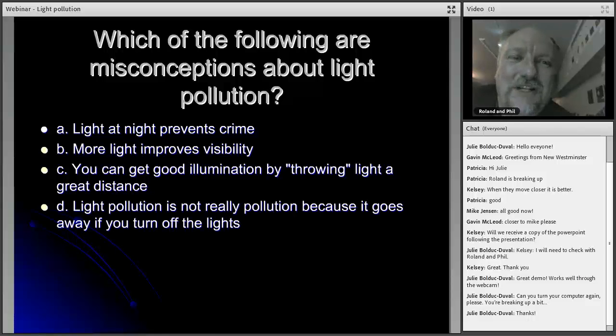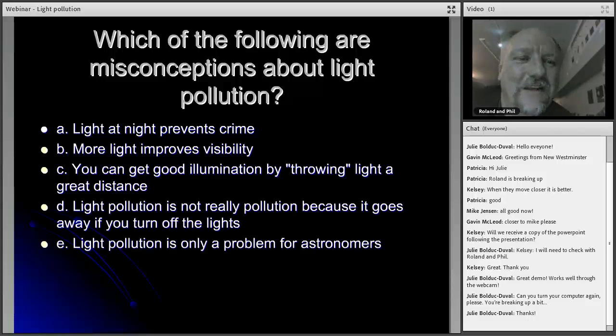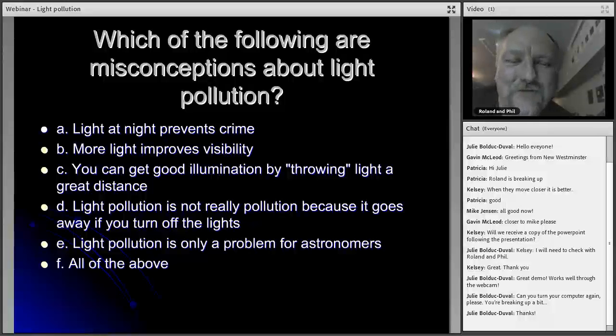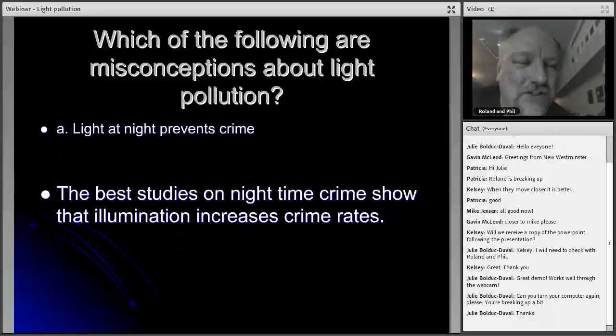Light pollution is not really pollution because it goes away if you turn off the lights. Or E, light pollution is only a problem for astronomers. Or are all of those misconceptions? And the answer is truly F, all of the above. Give it a think. If you guessed F, you were correct. All of those are misconceptions about light pollution.